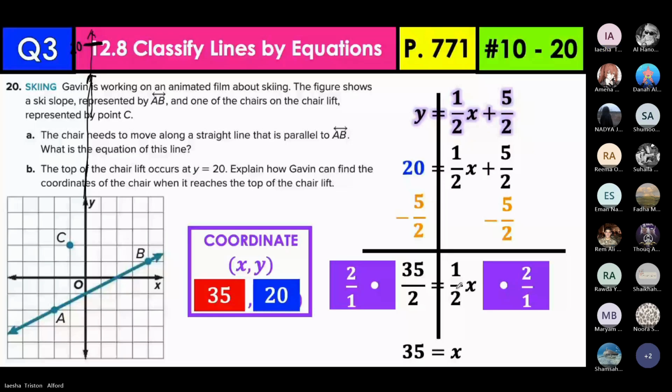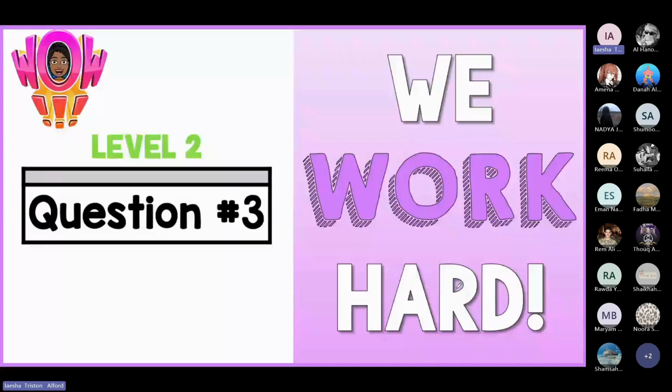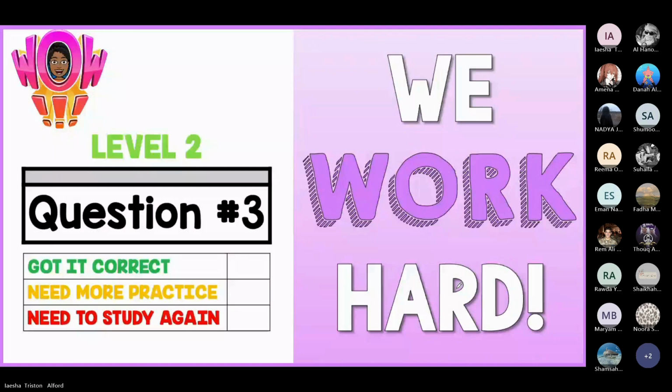All right. So that's question number 3. Maybe level 2, just because of the second part about drawing the parallel or perpendicular line. So what do I think you should practice about question number 3? Horizontal and vertical, and the parallel and perpendicular line.